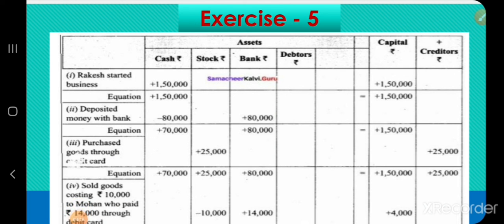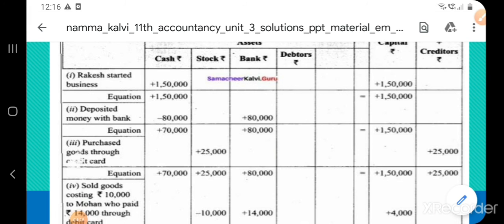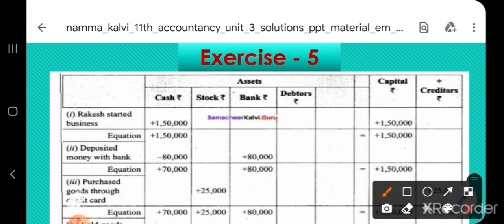Rakesh started business. Sorry, 1,50,000 by cash and capital is also increased by 1,50,000. Next one, deposited money with the bank. When you deposit the money in bank, cash is going out from the business, so minus 80,000 in cash and the bank is receiving the amount. Okay, so plus 80,000 in bank.